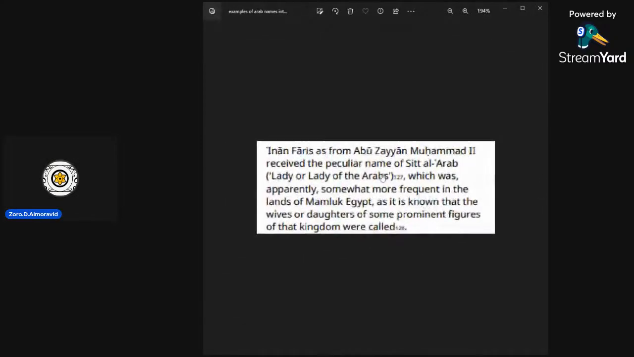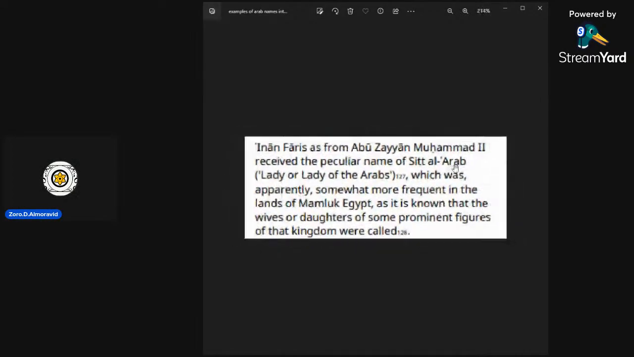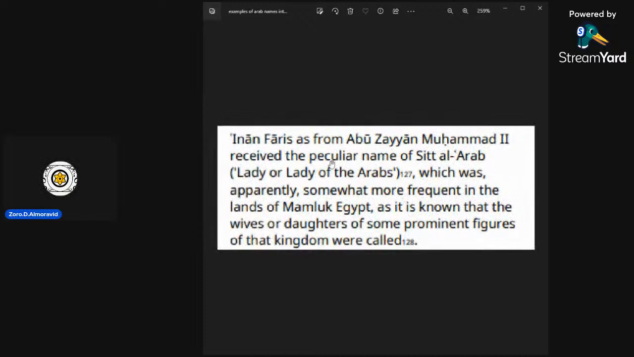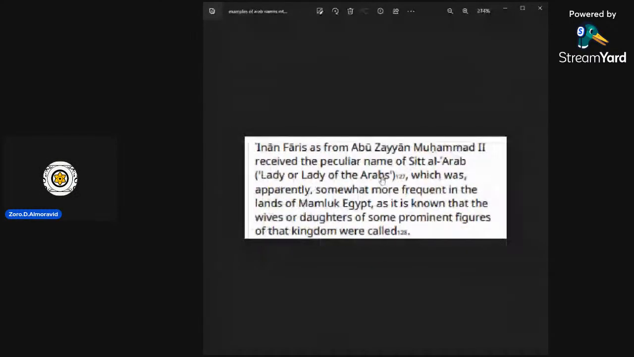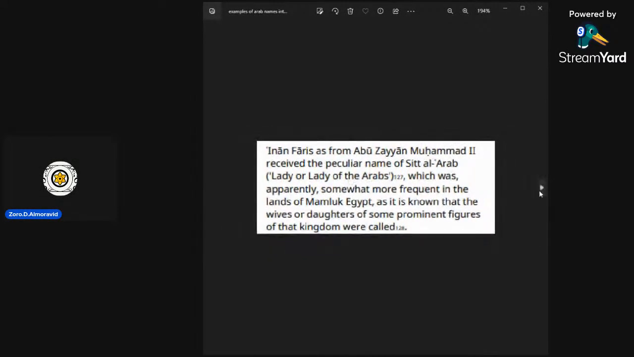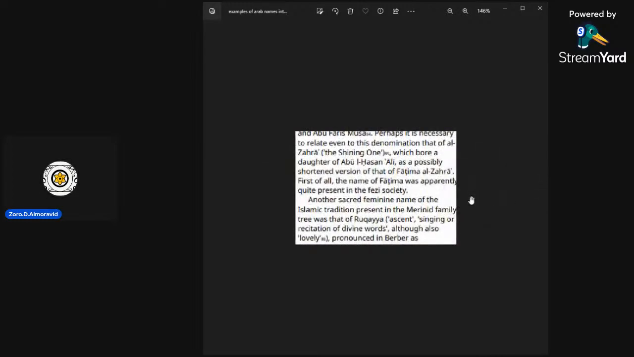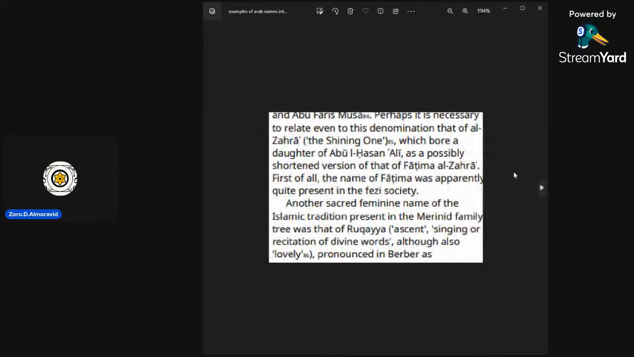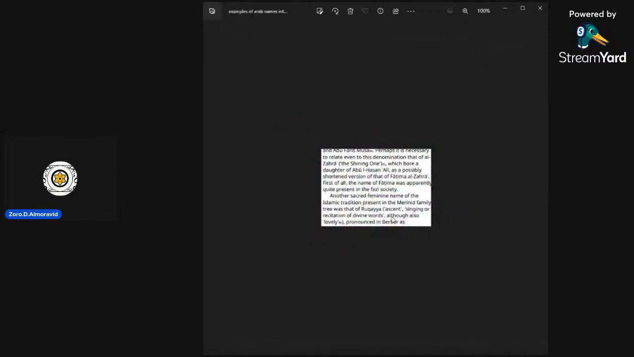Again, we have Sittul Arab, which is an Egyptian Mamluk name. And we can see the obvious appearance of these names here again, somewhat more frequent in the lands of Mamluk Egypt. And so, with that being said, we have concluded.